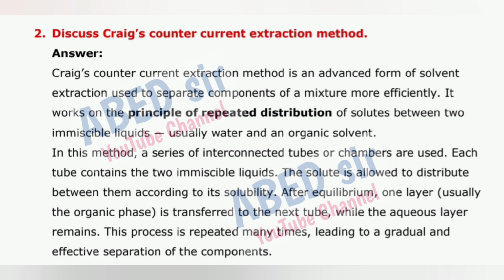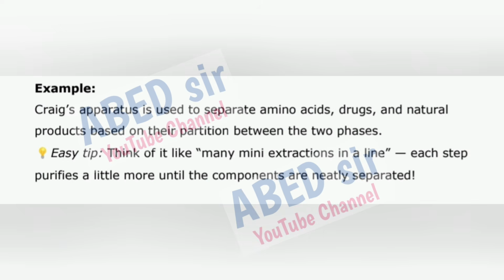After equilibrium, one layer, usually the organic phase, is transferred to the next tube while the aqueous layer remains. This process is repeated many times, leading to a gradual and effective separation of the components. Example: Craig's apparatus is used to separate amino acids, drugs, and natural products based on their partition between the two phases. Easy tip: think of it like many extractions in a line. Each step purifies a little more until the components are neatly separated.